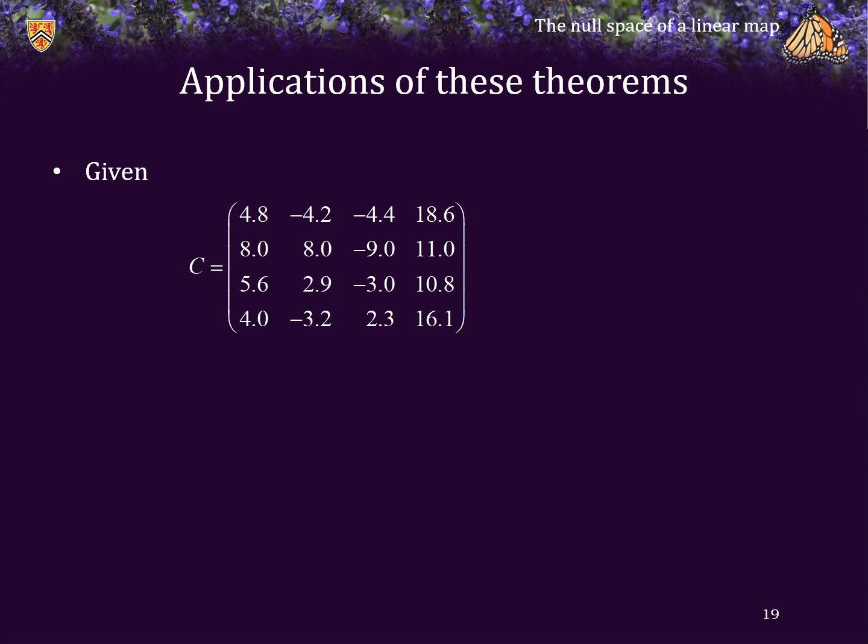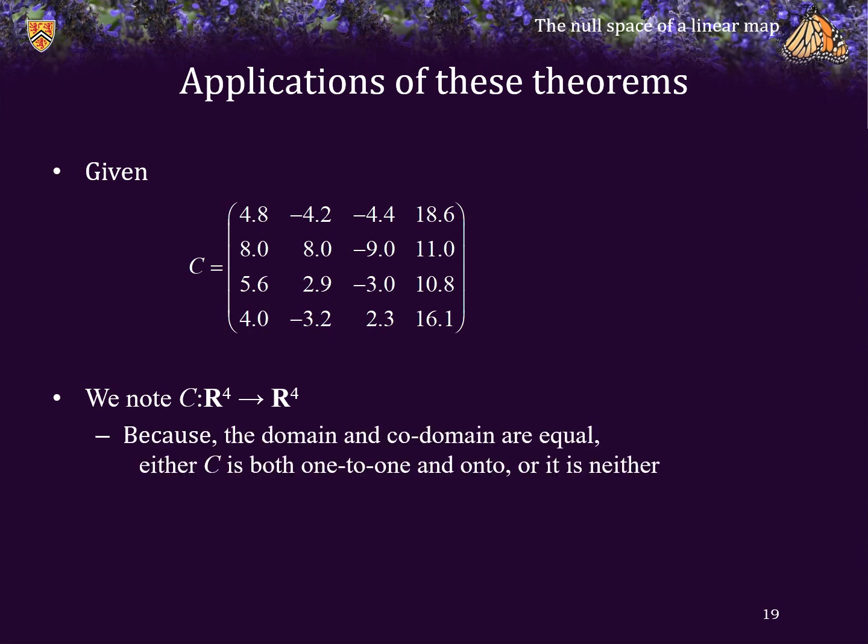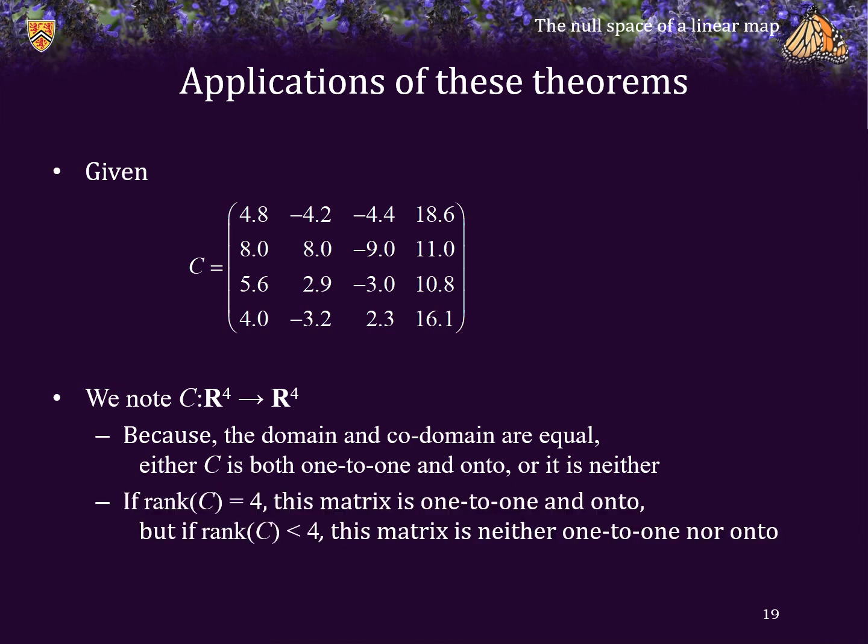Now, given this matrix C, we note that it is a linear operator, and so it's mapping R4 onto R4. Because the domain and codomain are equal and they are finite dimensional, either C is both 1-to-1 and onto, or it is neither. Now, if the rank of C is equal to 4, then the matrix is 1-to-1 and onto, but if the rank of the matrix is less than 4, then this matrix is neither 1-to-1 nor onto.